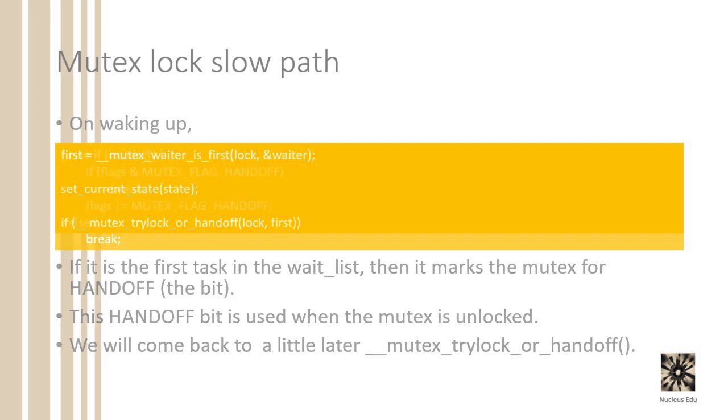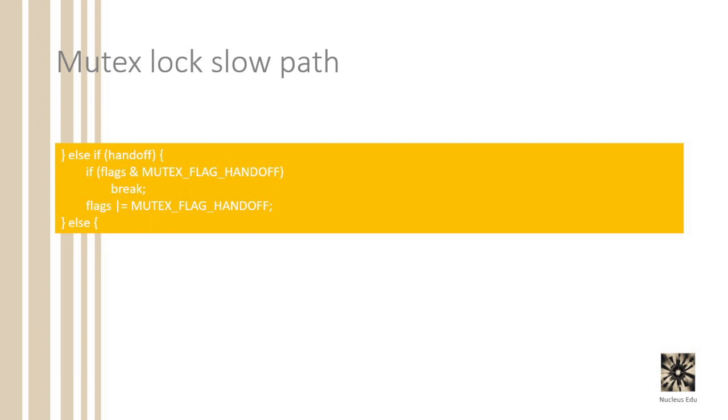Just one thing to notice here is that this is the code excerpt from the mutex try lock or handoff part, and let's suppose the caller task was the first in the waiting list. That first boolean is going to get translated to this handoff in the else if conditional check, and what that means is it's going to set this MUTEX_FLAG_HANDOFF flag, and this is what it's going to pick up later on the mutex unlock side.